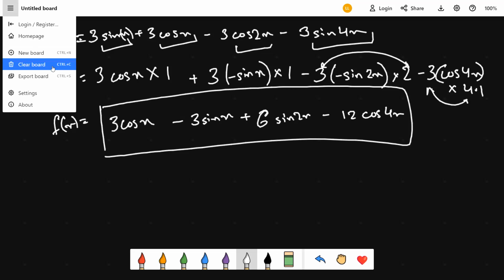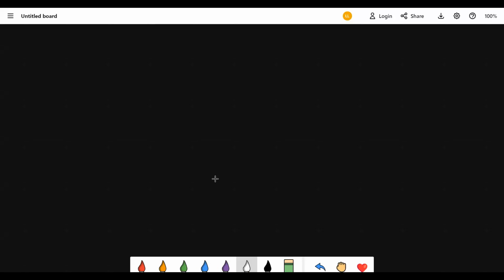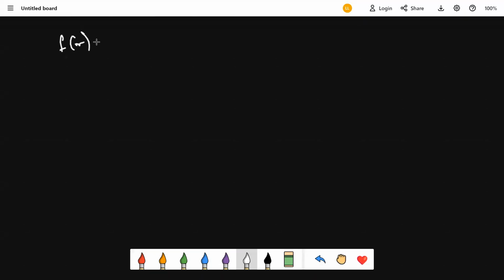Okay, I hope you got how we solved it. Now coming to our question number 8, which is 7 sine 3x plus 1. So f of x equals 7 sine 3x plus 1. This is also in a similar way we're going to deal with it. So 7 is a constant. So we have 7 there.